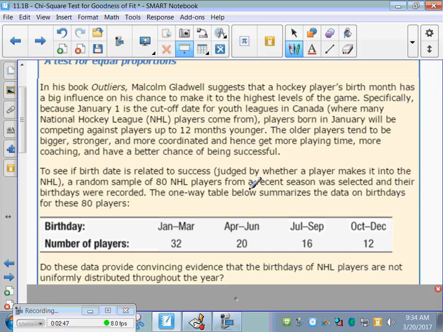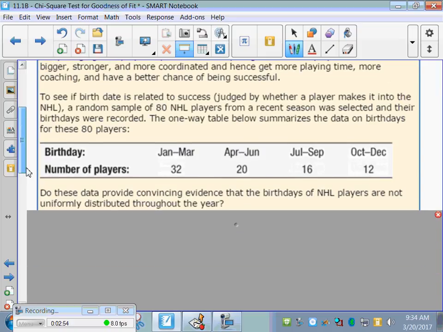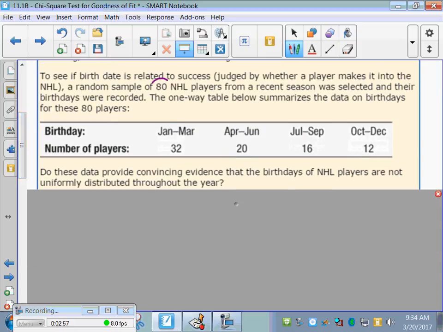To see if the birth date is related to success, judged by whether a player makes it into the NHL, a random sample of 80 NHL players from a recent season was selected, and their birthdays were recorded. The one-way table below summarizes the data on birthdays for these 80 players. So January to March, we've got 32 of the 80. April through June, we've got 20 of the 80. July through September, 16 of the 80. And October to December, 12 of the 80.